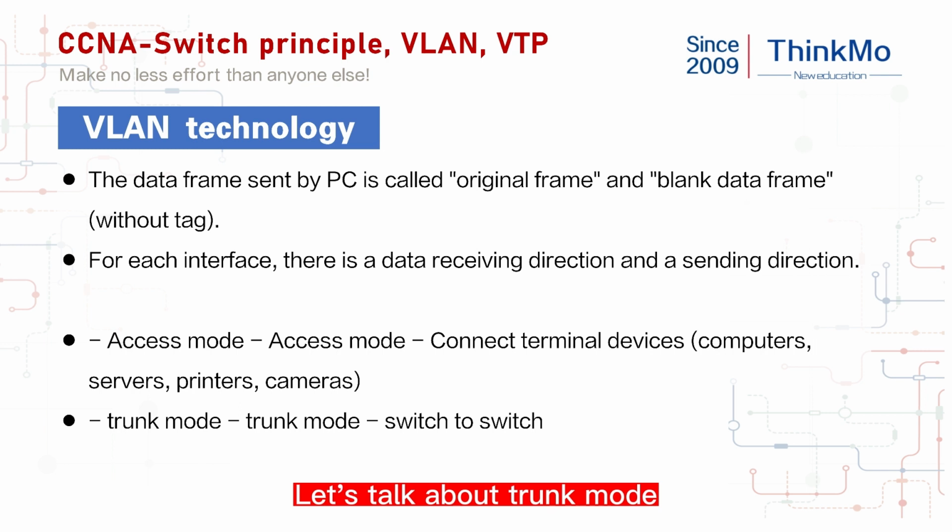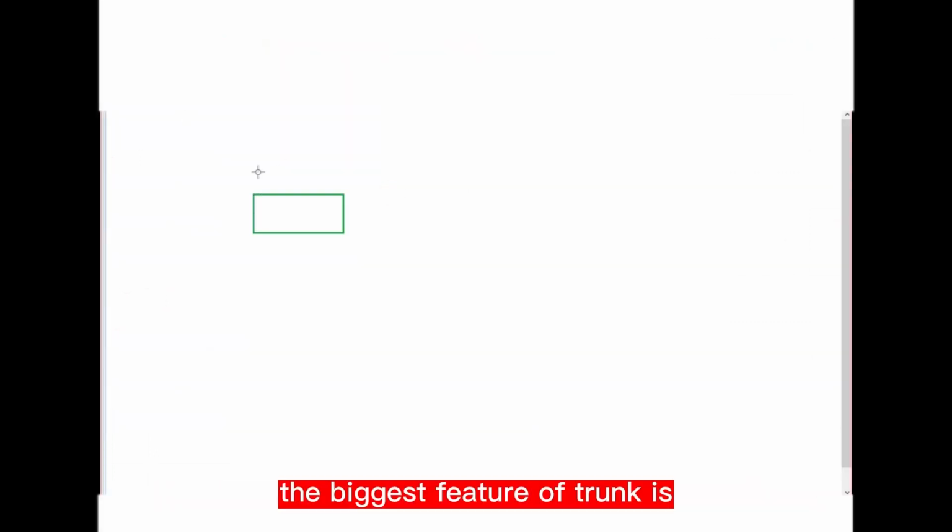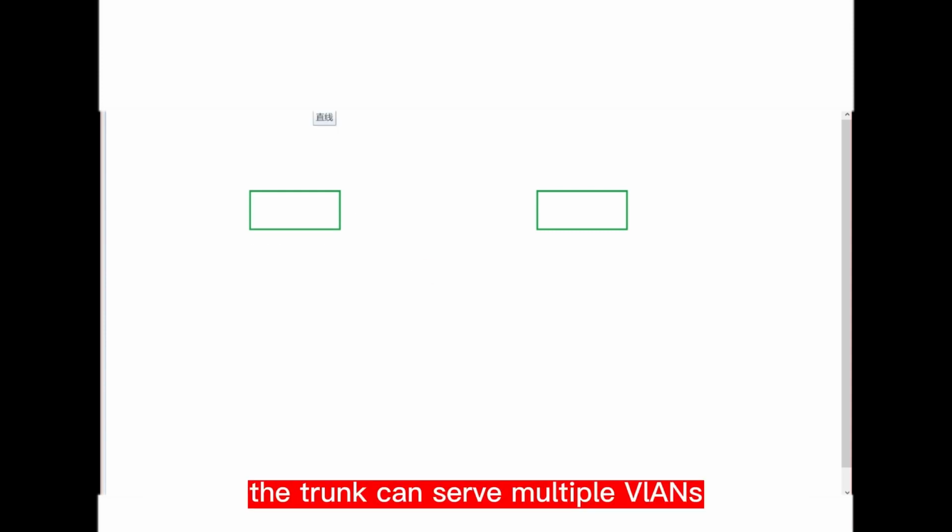Let's talk about trunk mode. Simply put, it is switch to switch. Here's what we call the difference between them. The biggest feature of a trunk is that it can carry multiple VLANs. An access interface can only belong to one VLAN, while the trunk can serve multiple VLANs.